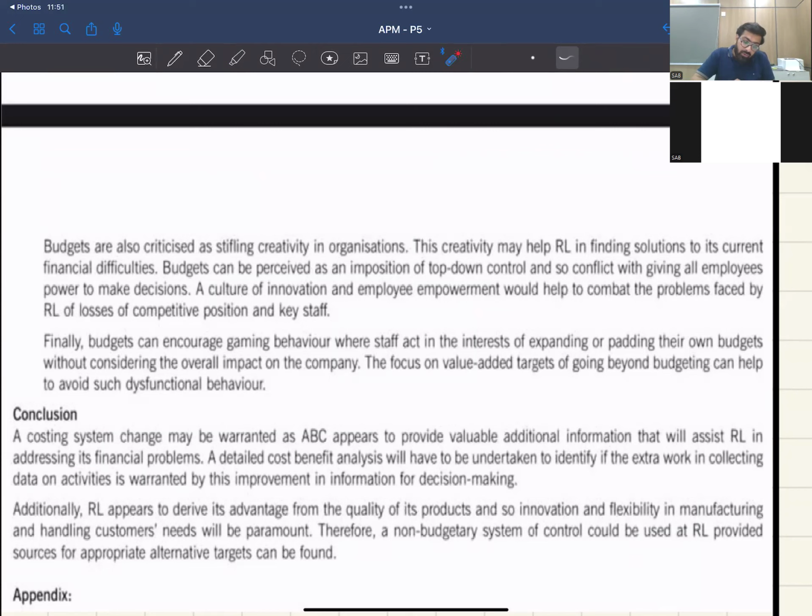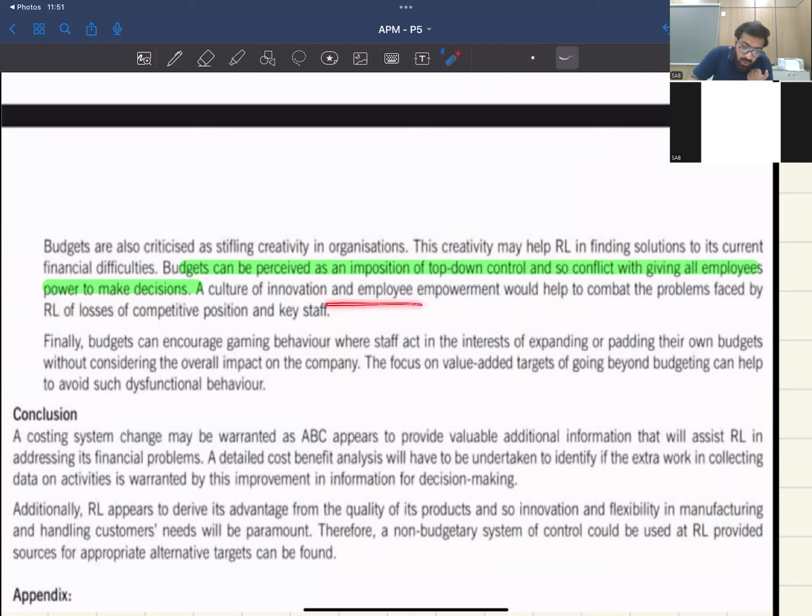So budgets are criticized for stifling creativity. This creativity may help RL in finding solutions to the financial difficulties, right? Budget can be perceived as a top-down control, so there is a conflict while giving all employees the power to make decisions. Here is a conflict with beyond budgeting: it's a top-down control, while beyond budgeting requires employees to be empowered. So it's a problem here. The CEO might not want that.